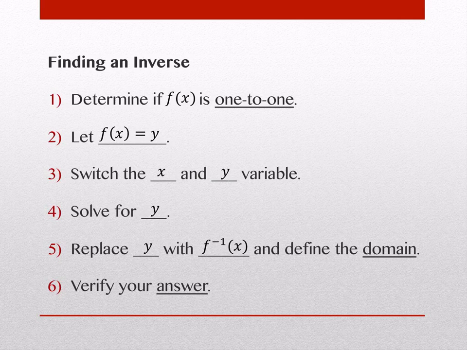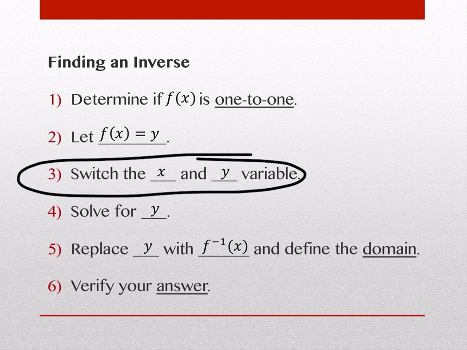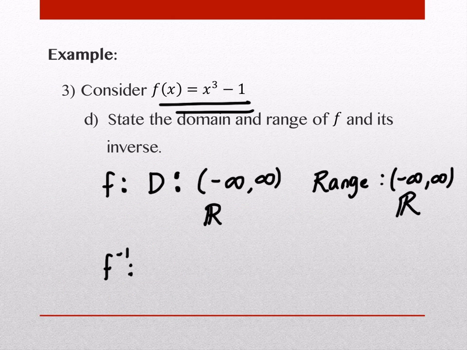Right, x and y switching. And x is the value for the domain, and y is the value for the range, right? So if we switch x and y, we're actually switching the domain and range. It's not very helpful on this particular example for me to say that, because everything's the same. It's all negative infinity to infinity. But on other graphs, that won't be the case.